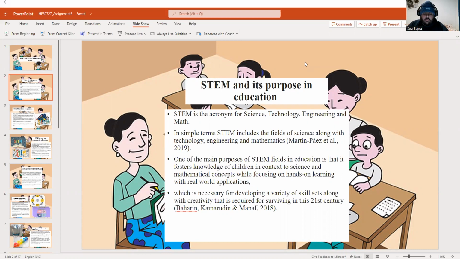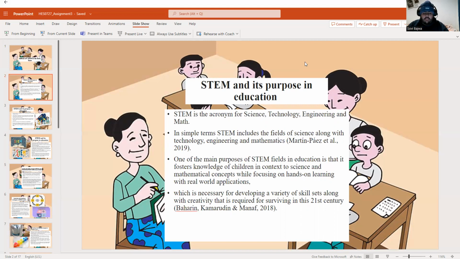And today we're going to talk about STEM and specifically STEM in early childhood education. First of all, let's see what STEM is. STEM is an acronym for Science, Technology, Engineering, and Math. In simple terms, STEM means anything regarding science, technology, mathematics, or engineering.